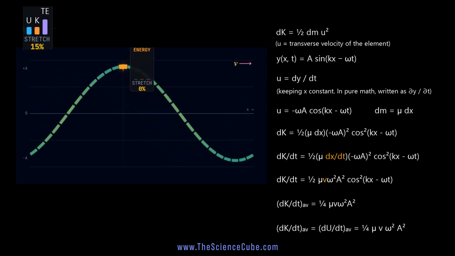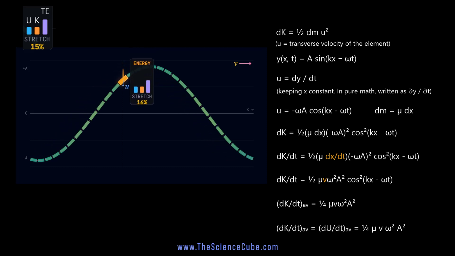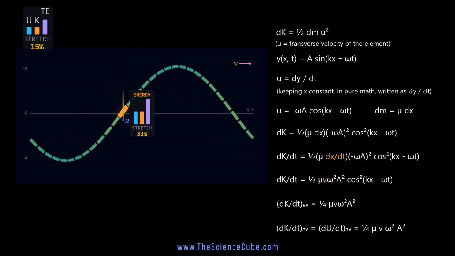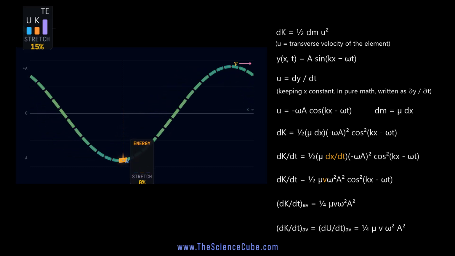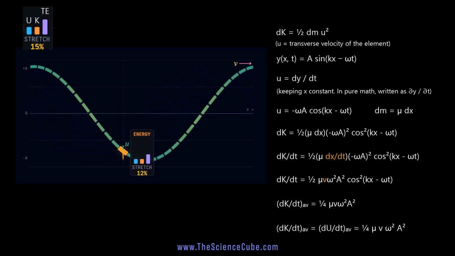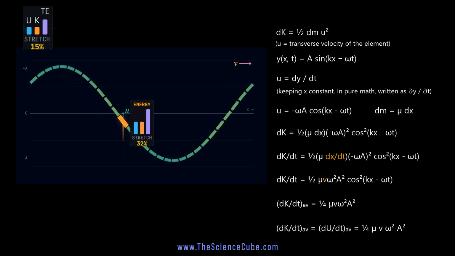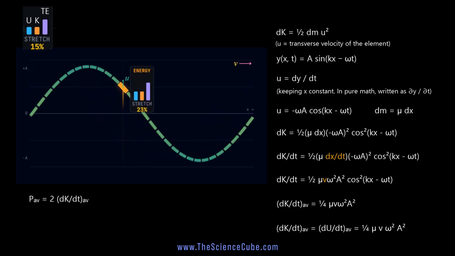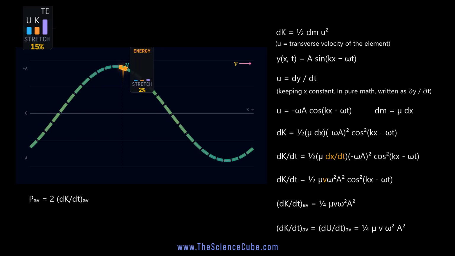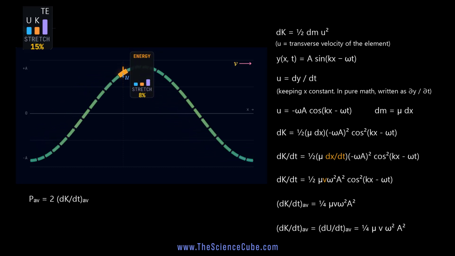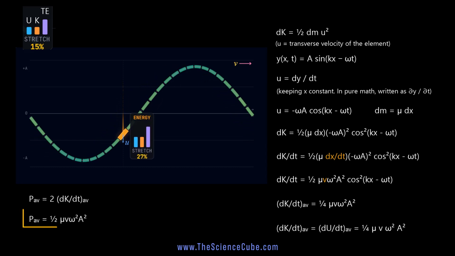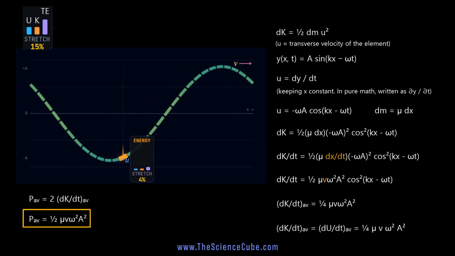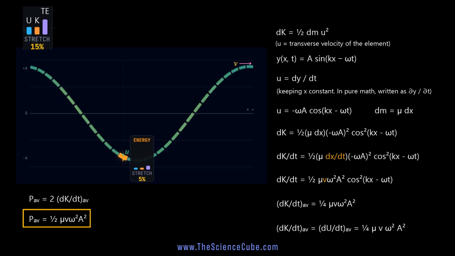So the average power, which is the average rate at which both kinds of energy are transmitted by the wave, is simply double the average kinetic energy rate, or P_avg = 2 (dK/dt)avg, which leaves us with this final very important result. P_avg = ½ μ v ω² a².